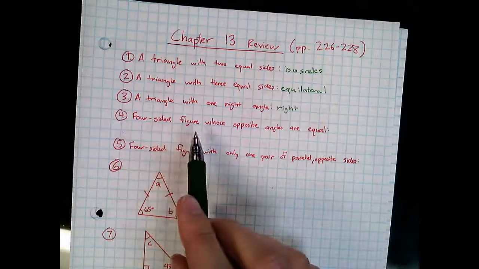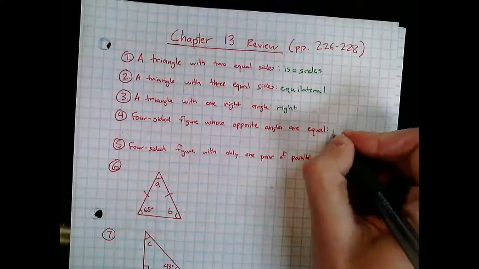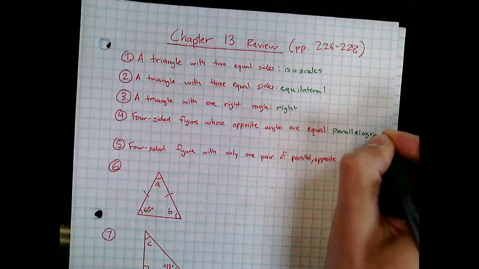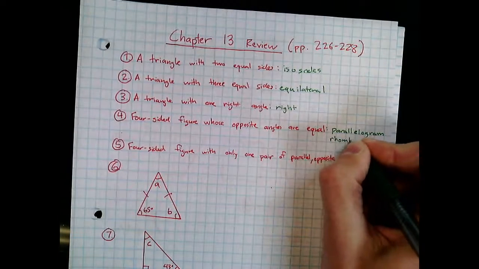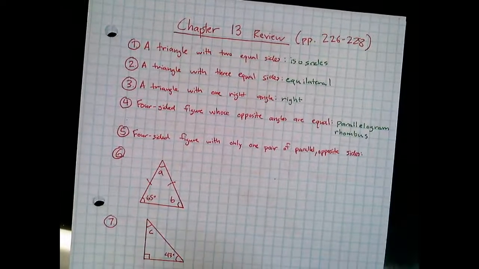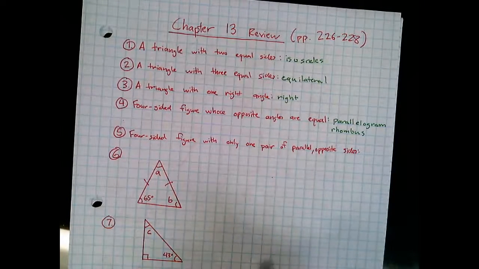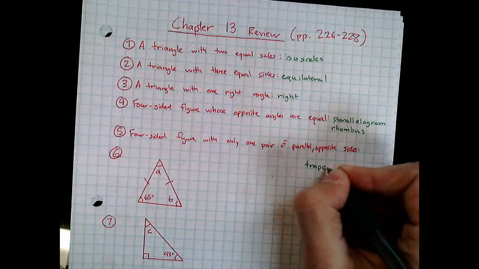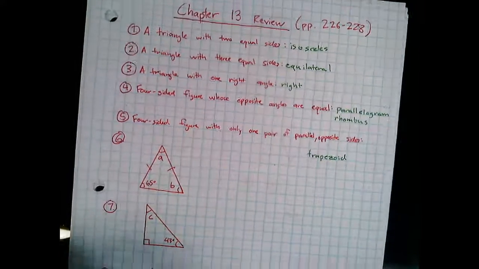A four-sided figure whose opposite angles are equal. There's two answers to this one that we looked at. The first is a parallelogram. Parallelogram. And the second one is a specific kind of parallelogram, a rhombus, which is a parallelogram that has all four sides that are of equal length. A four-sided figure with only one pair of parallel opposite sides. So instead of two, like in these, a trapezoid has only one pair of opposite sides that are parallel.